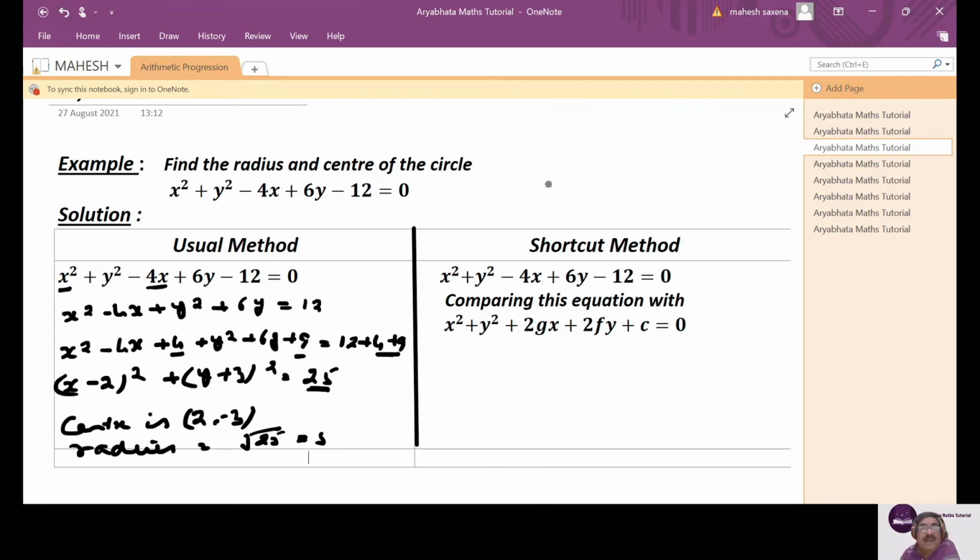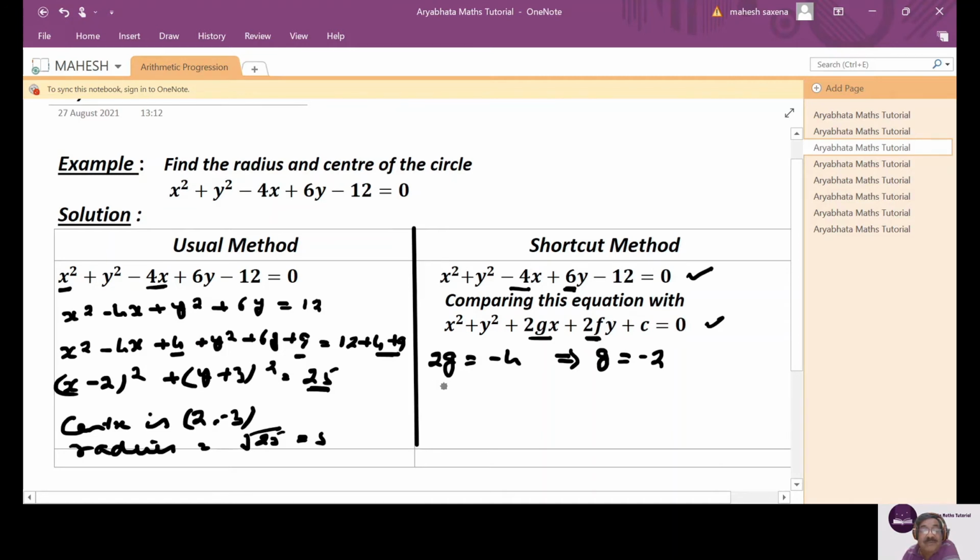In the shortcut method, we will compare this equation with the general equation x square plus y square plus twice gx plus twice fy plus c is equal to 0. Therefore, minus 4 is equal to 2g. That is, 2g is equal to minus 4, which implies that g is equal to minus 2. Similarly, 6 is equal to twice f. That is, twice f is equal to 6, which implies that f is equal to 3.